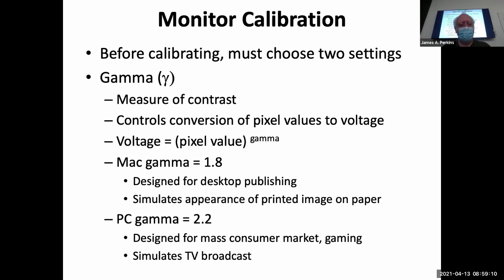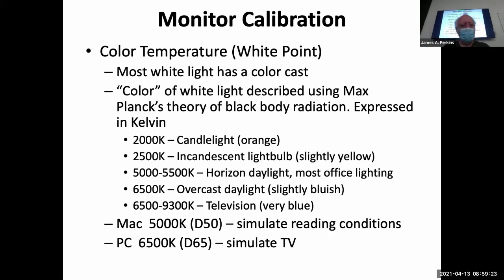All right, but when you calibrate your monitor, you still have to choose one of these settings. And there's also a setting of 2.0, which is kind of like halfway in between, which some people use. The other setting that you have to choose is color temperature, sometimes called white point.